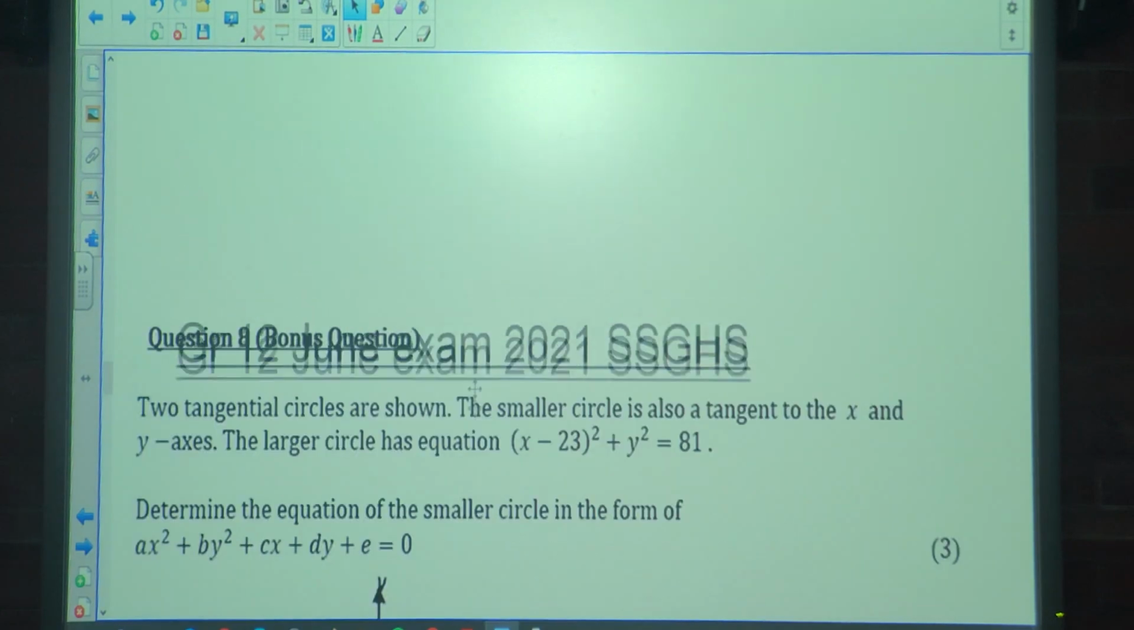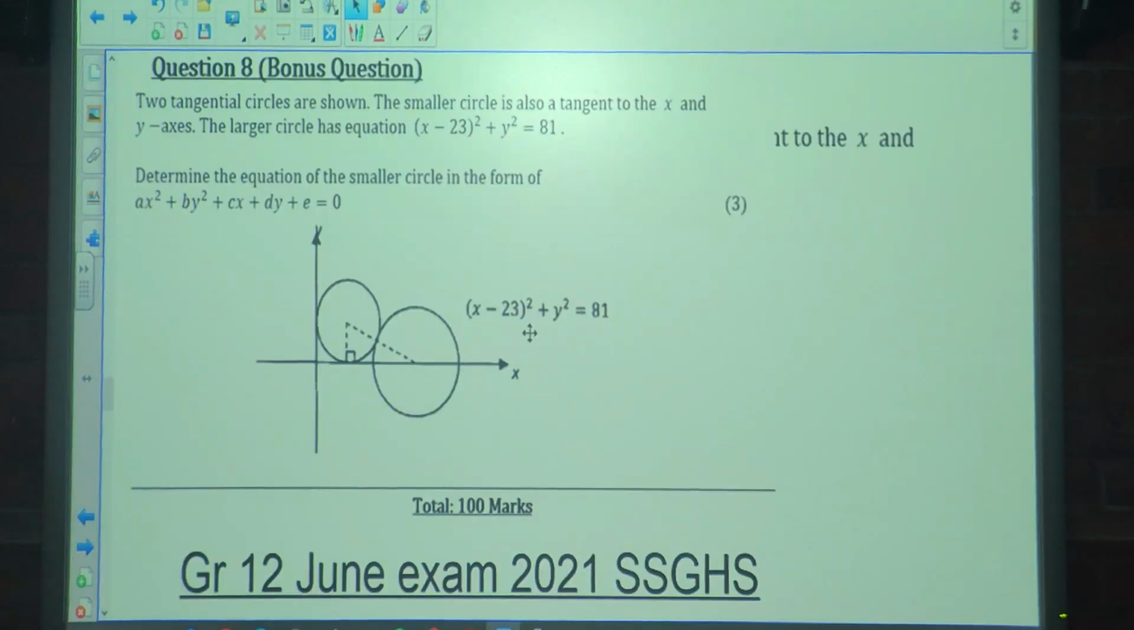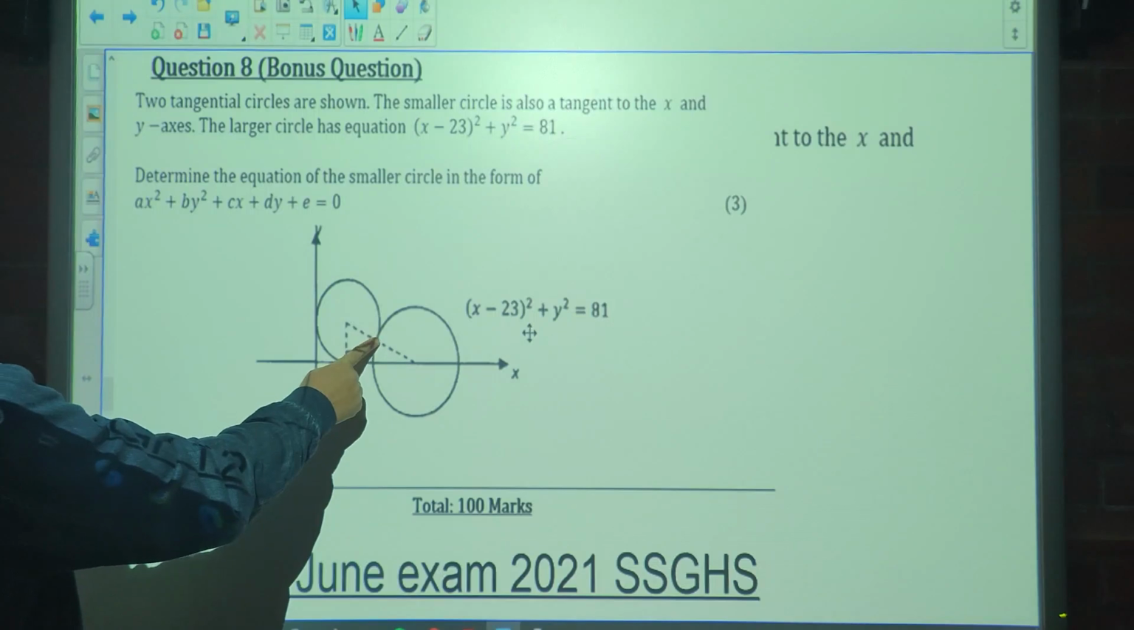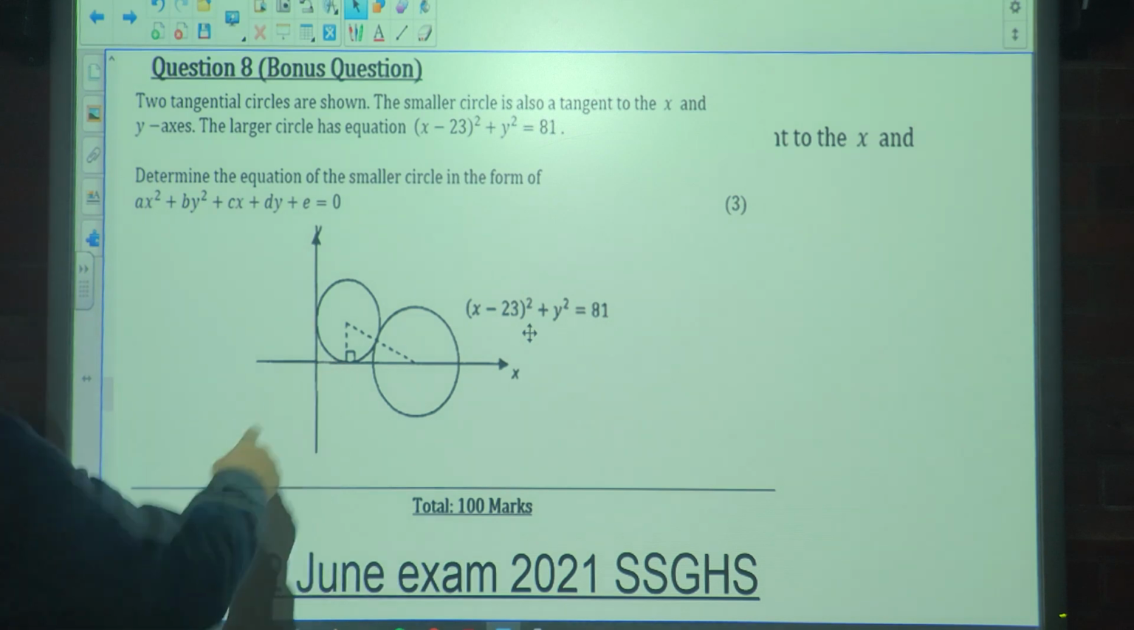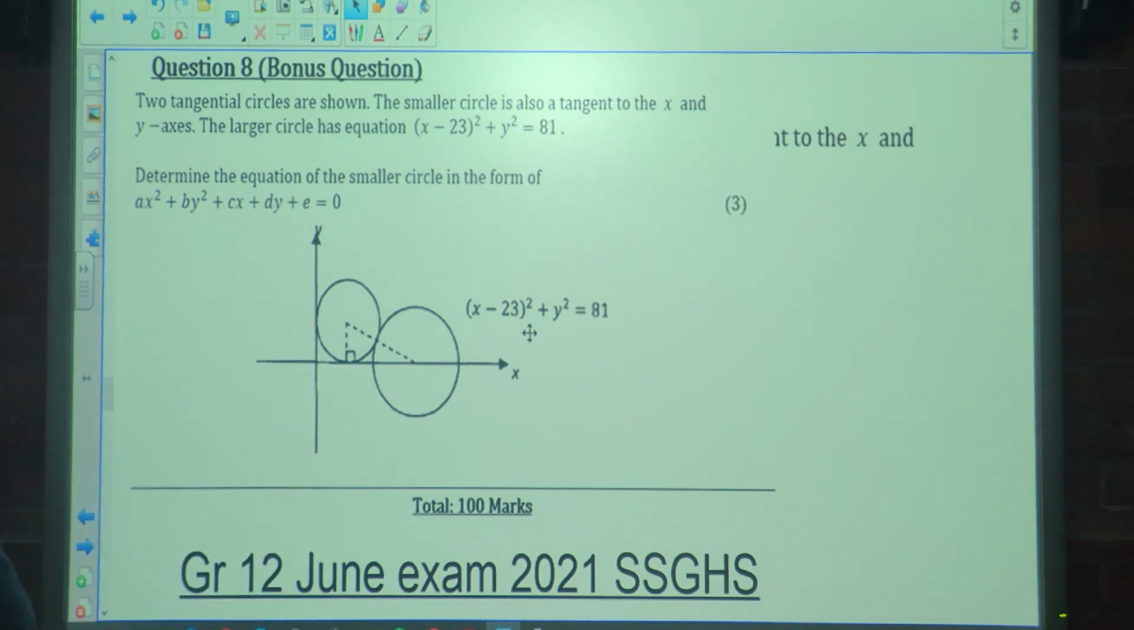Bonus question. Okay, so we are told that two circles are shown. As you can see, they're touching at this point, so they're tangent circles to each other. The smaller circle is also tangent to the x-axis. As you can see, it's standing at 90 degrees there. And to the y-axis. The largest circle has the equation (x minus 23) squared plus y squared is equal to 81.